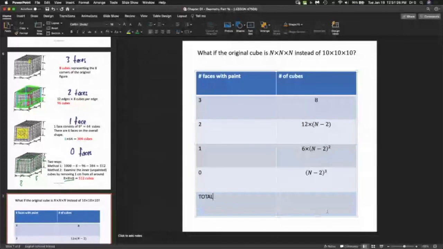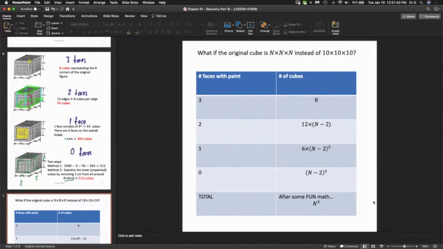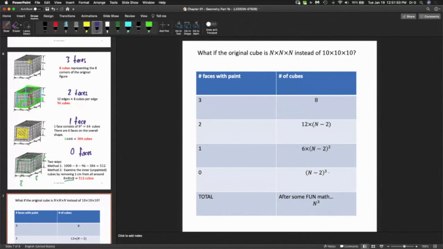And I can just figure total after some, let me put that in quotes, fun math. You're going to get n cubed. I'm leaving that to you as an exercise to figure out how I got all these expressions. But I just want to mention that if you take this stuff and add it together using a lot of algebra, and there are many people here who are really good with their algebra, if you expand it and simplify it, you're going to get n to the 3.